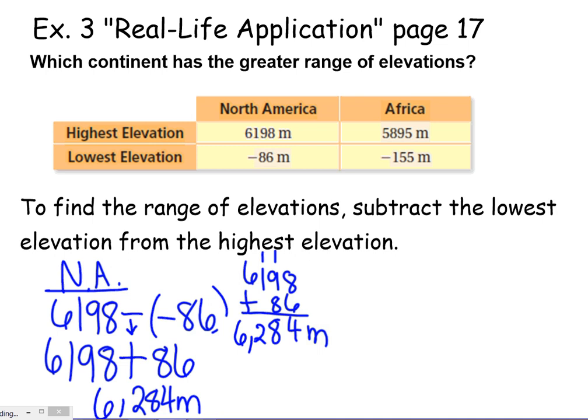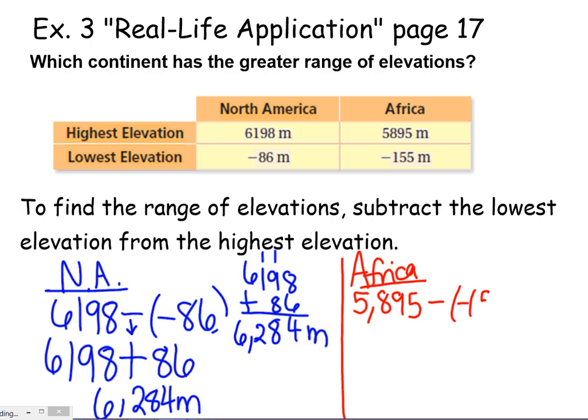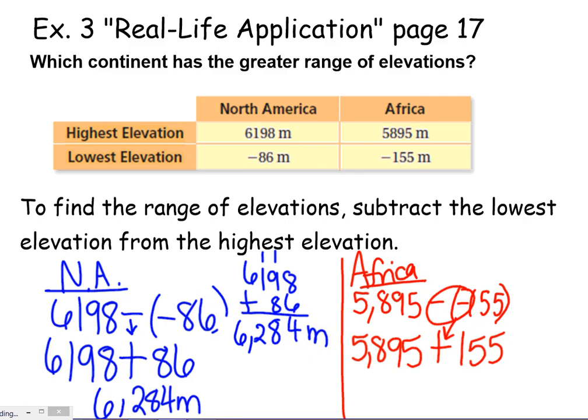Okay, let's move on to Africa. We're going to do the same procedure again. Africa has a difference of 5,895 minus the negative 155. Now, here we are subtracting integers, so all you have to do is add the inverse. The inverse of negative 155 is positive 155. Notice how these two negative signs became the positive sign, or the plus sign.